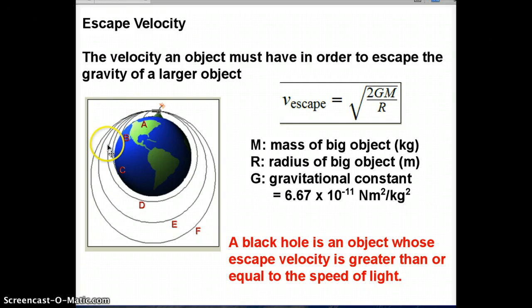At a certain point, if I fire it hard enough, it actually will keep going in orbit around Earth. And that's what these other ones are doing. And eventually you get enough speed that it just doesn't come back down and it just escapes altogether.